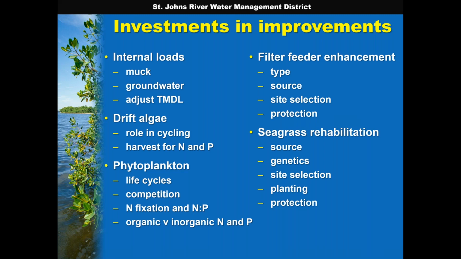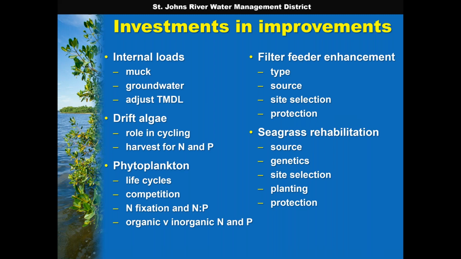Phytoplankton, we probably need to understand a little bit more about how they interact with each other and their life cycles. We definitely need to know more about how they use nitrogen and phosphorus. Filter feeders, you know, we had clams in the lagoon. They went away sort of in the 80s. The clam populations seem to have been hammered too heavily by fishing. So bringing back filter feeders may be an important step.